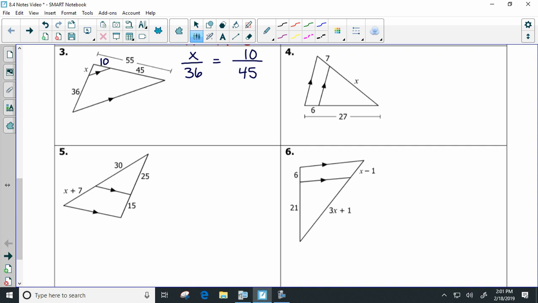Cross multiply, x times 45 is 45x. 36 times 10 is 360. Divide both sides by 45. 360 divided by 45 is 8.